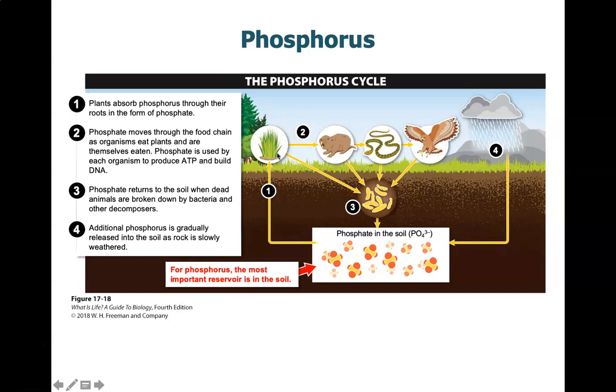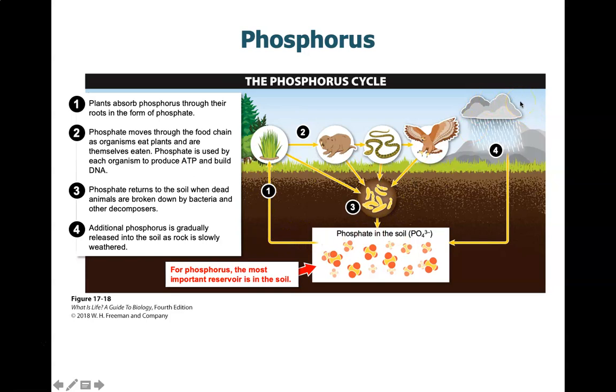Remember, our DNA is made up of a sugar and phosphate backbone, and it's also important in ATP, which is our energy currency. It's like our energy coins. And so both of these are required in order to produce our organic molecules and to produce our energy molecules. Again, these are transferred through the food web. When these organisms break down, soil bacteria break down that phosphate and return it to the soil environment where plants can take it back up.